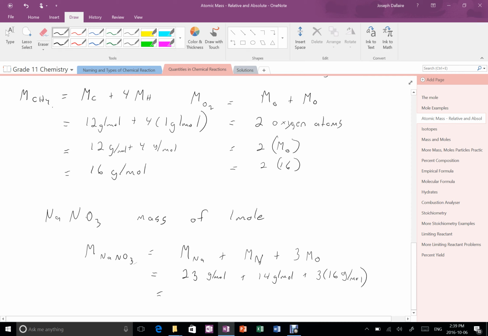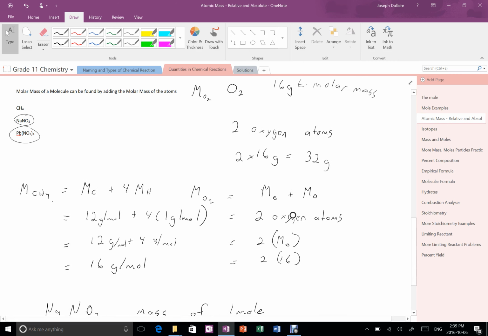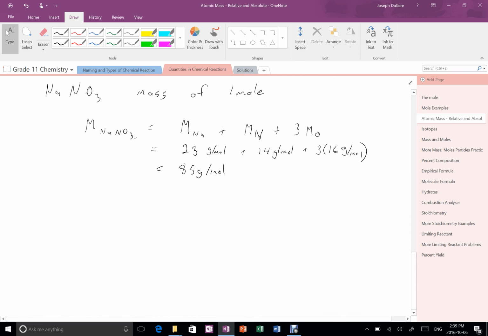So 23 plus 14 plus 3 times 16 is 85 grams per mole. So if I had a mole of sodium nitrate, the mass of that mole would be 85 grams per mole. One more here, Pb(NO3)4, so lead 4 nitrate. I just do this one so that I remember how to handle this 4 outside the brackets here.